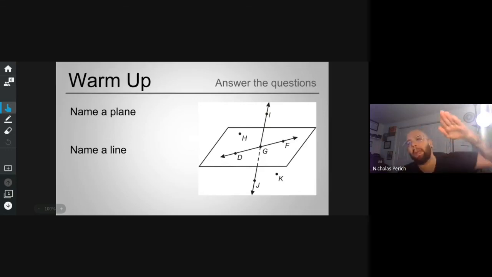Basically, you have a sheet of paper. You have a line stabbing through the paper and a line going across the paper. Stab across. Stab across. Name a plane. Well, whenever I name a plane, I'm going to use the word plane.